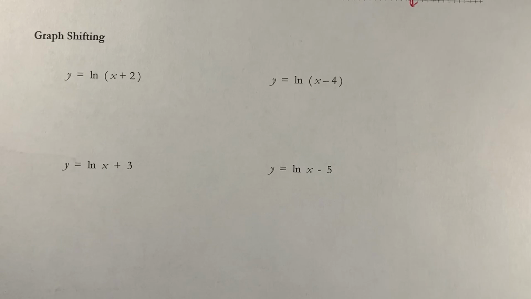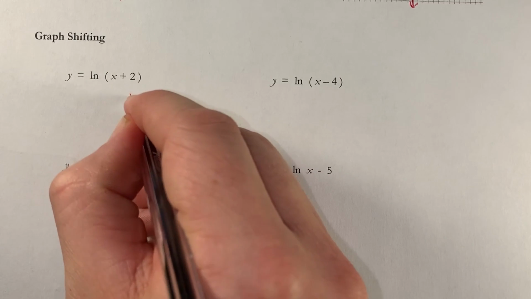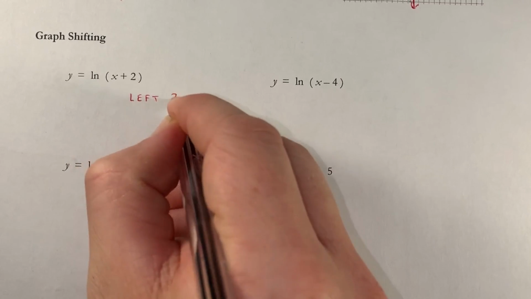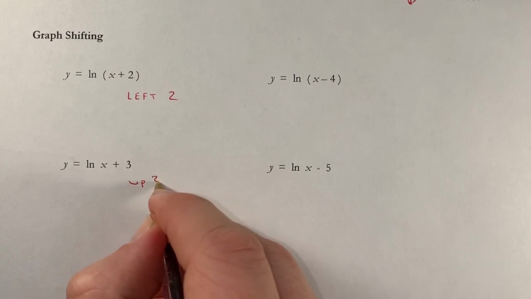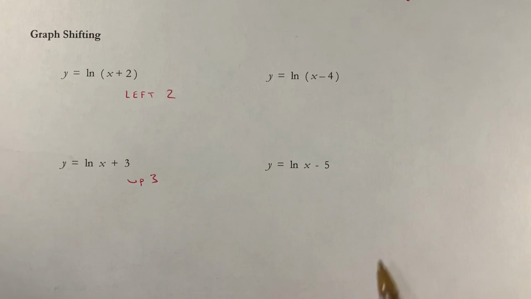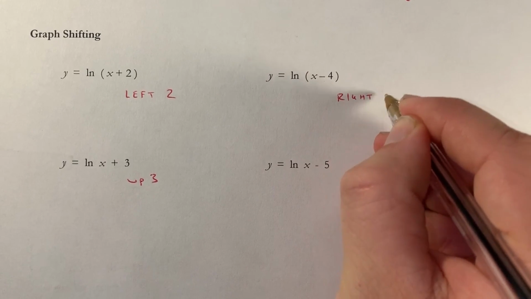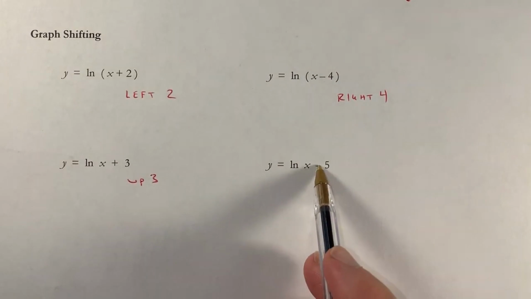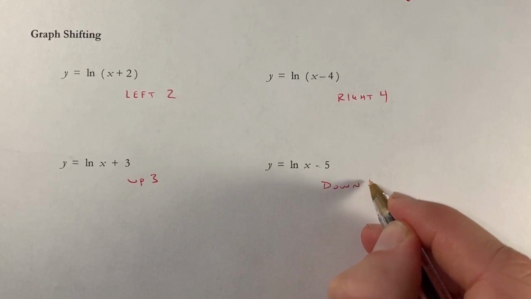Okay, shifting natural logs is the same as shifting logs or any other function. Adding 2 inside of a function is left 2. Adding 3 outside the function is up 3. Subtracting 4 inside, right 4. Subtracting 5 outside, down 5.